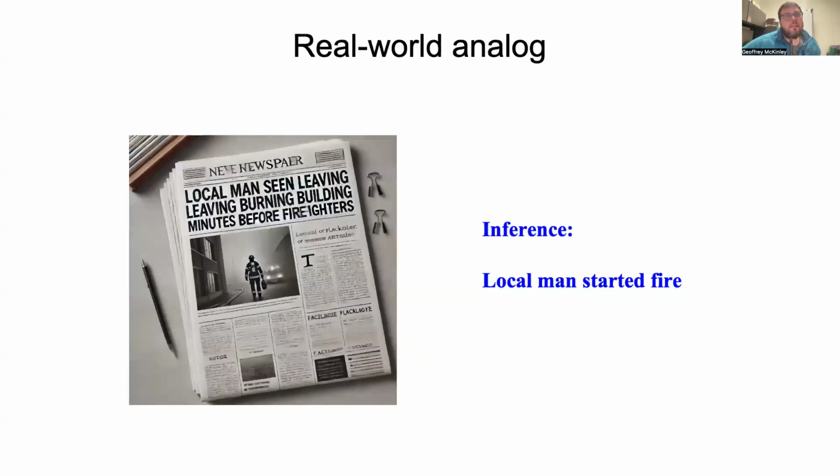Okay. And a real world analog of this is constantly shown in headlines, where the headlines are sort of misleading, right? Headlines and news give you this one impression, but then when you read it, you're like, oh, this is not exactly what that meant. So, for example, I just got this from ChatGPT: "Local man seen leaving burning building minutes before firefighters arrived," right? Well, what does that mean? If you're reading that, you're probably going to go, oh, I guess the local man probably started the fire, but that isn't necessarily true, right? Okay.